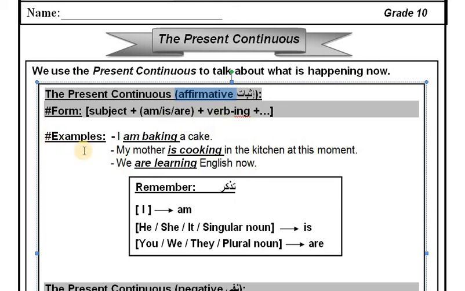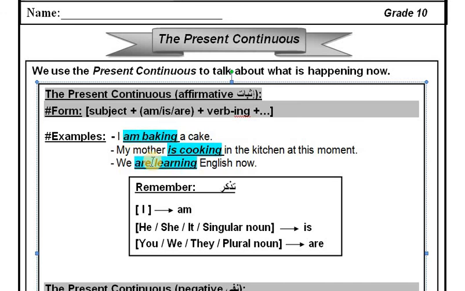Look at the examples, please. I am baking a cake. The verb here is am baking. We use am because the subject here is I. Okay, the second example. My mother is cooking in the kitchen at this moment. Where is the verb? Yes, of course. The verb is cooking. We are learning English now. The verb here is are learning.